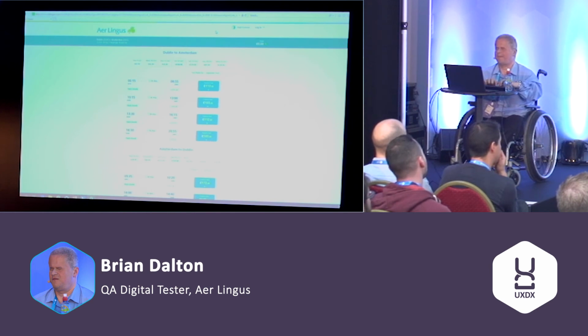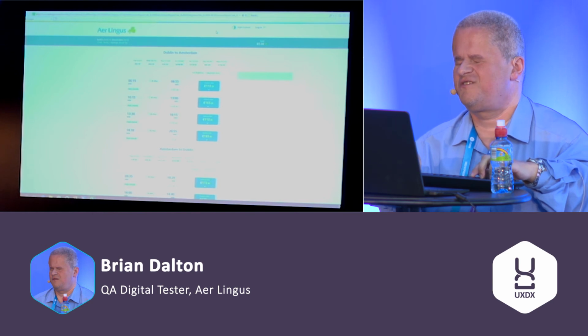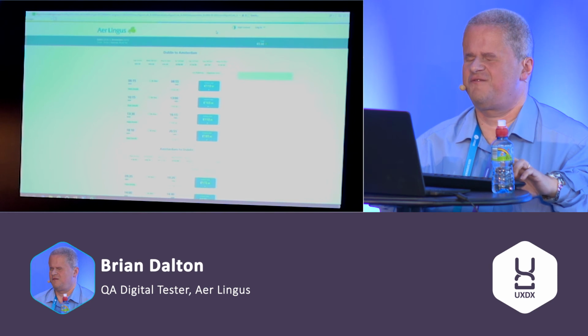Aer Lingus. Page loaded. Dublin to Amsterdam. Heading level 2. And we can get there again by using the H key to browse by headings, and it's Dublin to Amsterdam. Let's have a look at the table of results that's returned. Grid with 5 columns and 5 rows.